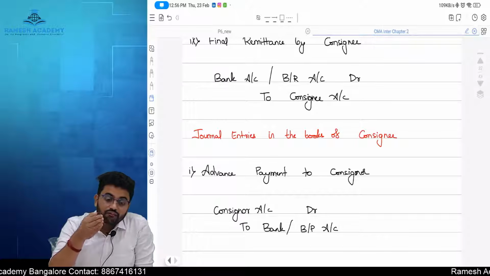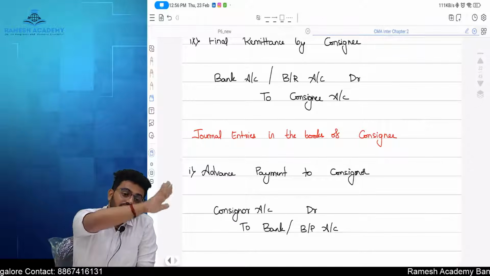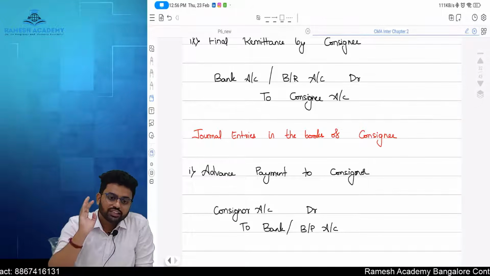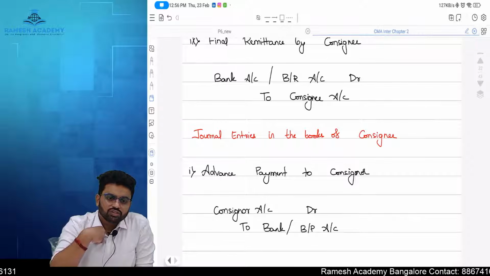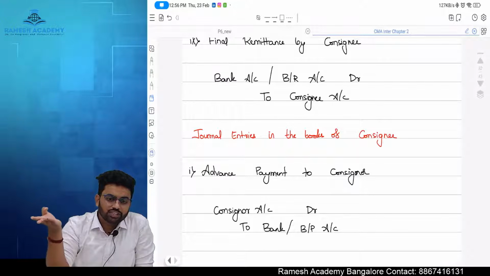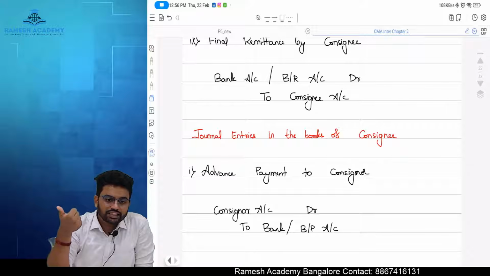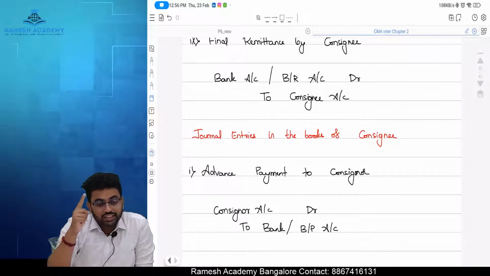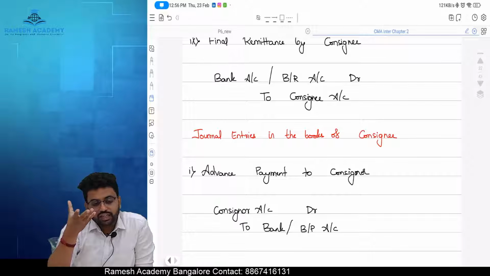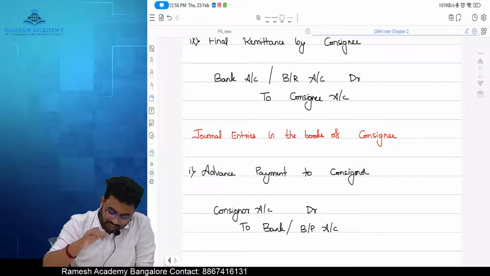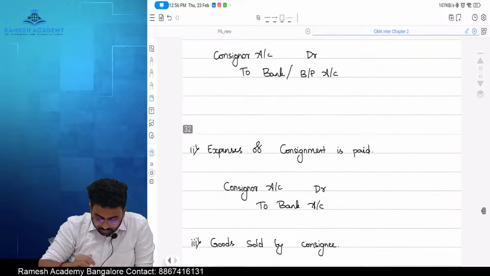Okay. When the consignee sends an advance to the consignor, an entry will come. What entry, sir? We are paying, no? So we should credit our bank or bills payable: liability increasing or asset decreasing. Consignor will be debited, because we are paying for the consignor. So the entry will be consignor account debit to bank or bills payable.